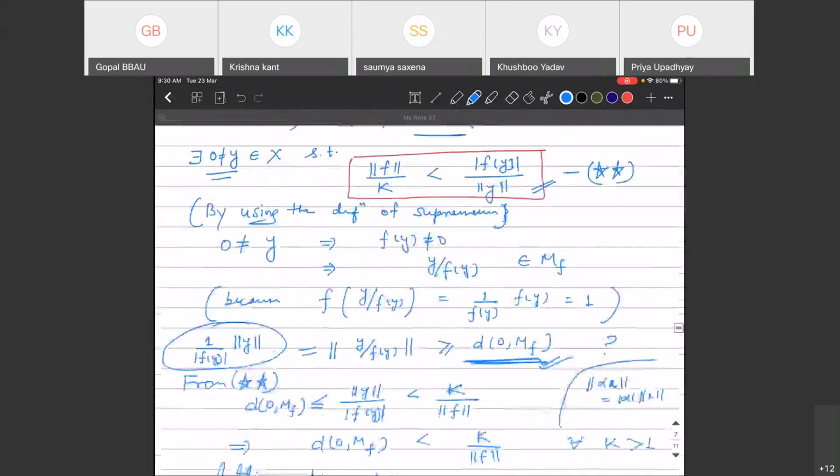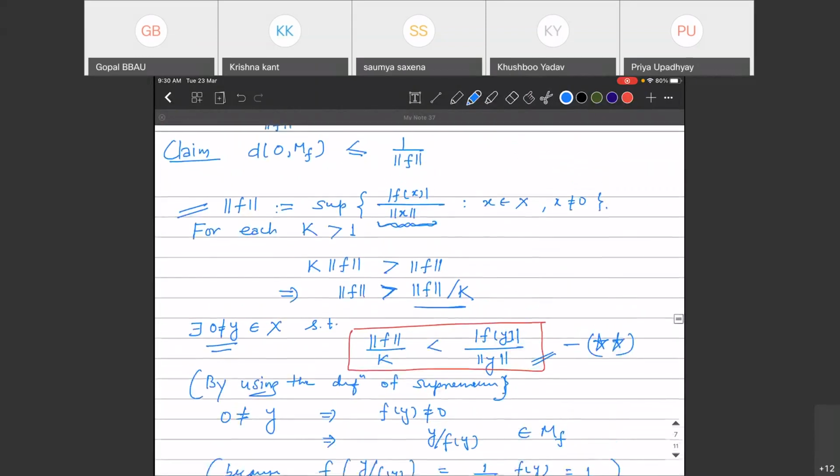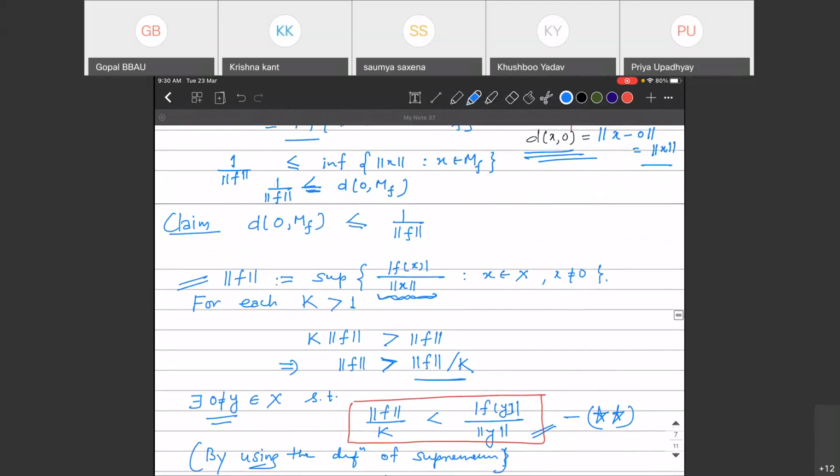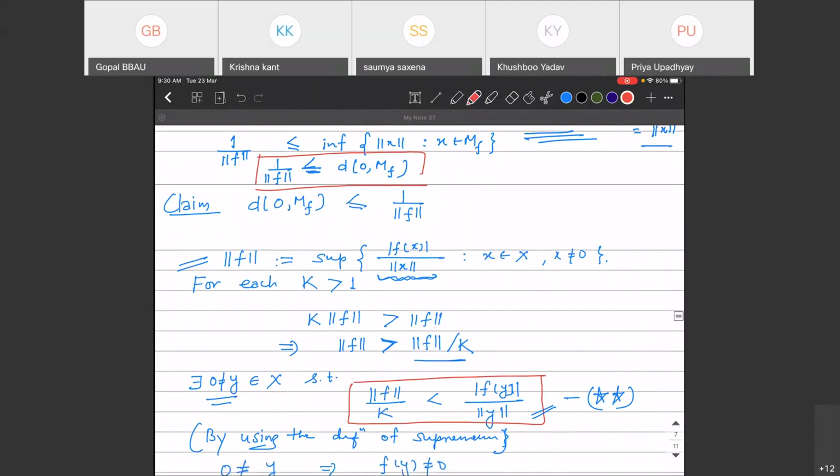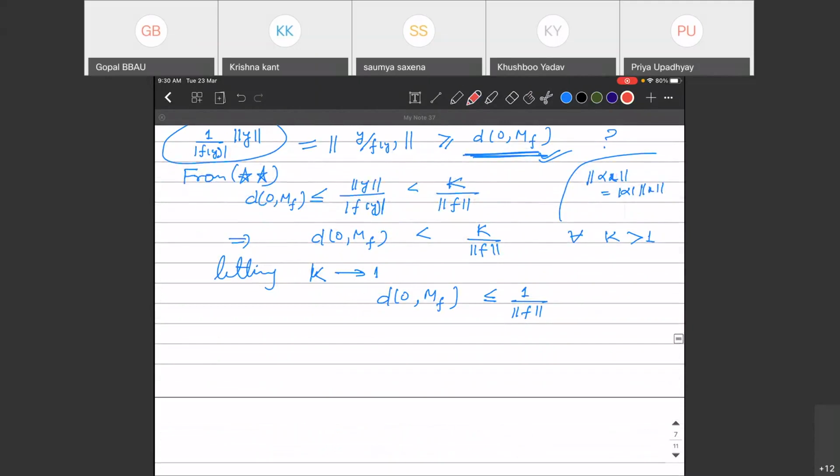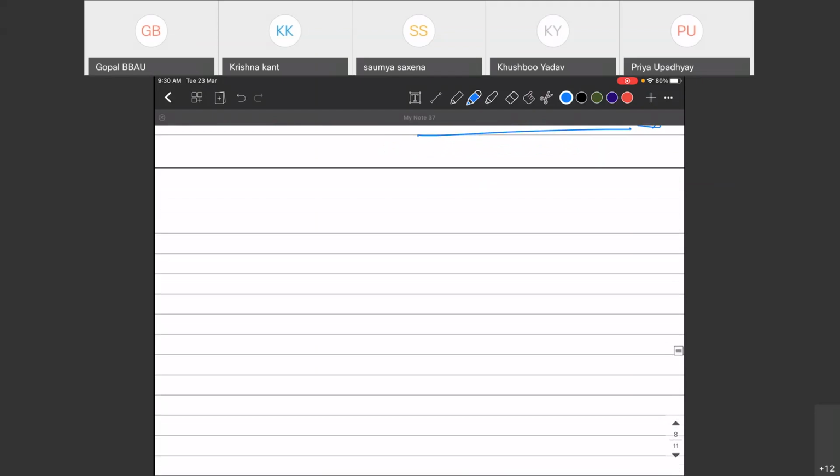Okay? But in this place you have shown that 1 by norm f is less than or equal to d0(M_f). You have already shown this. And using these two, you get d0(M_f) is 1 by norm f. Correct? Yes, sir.